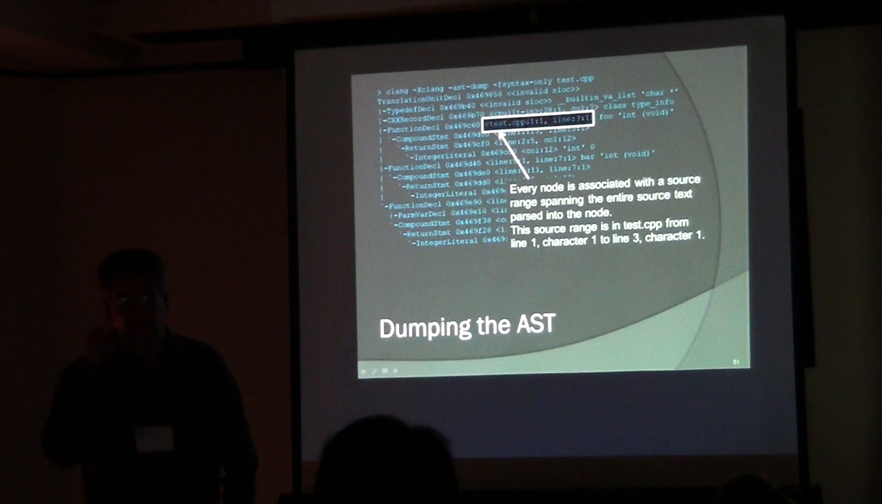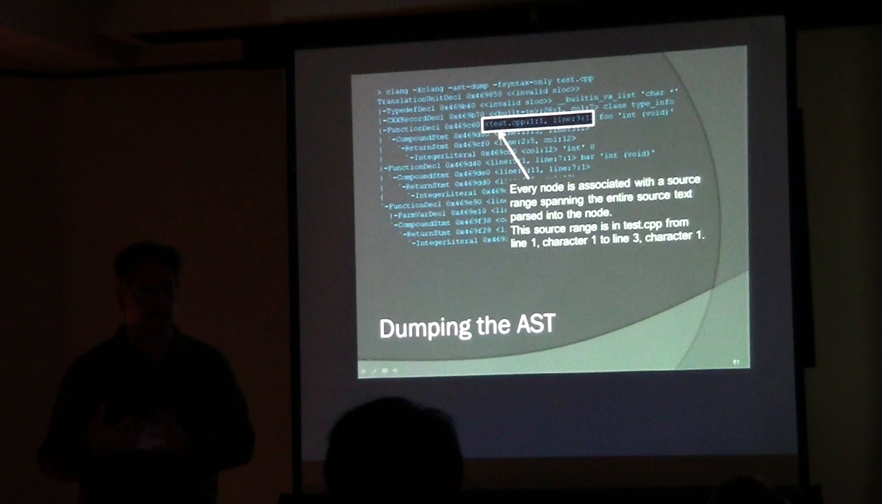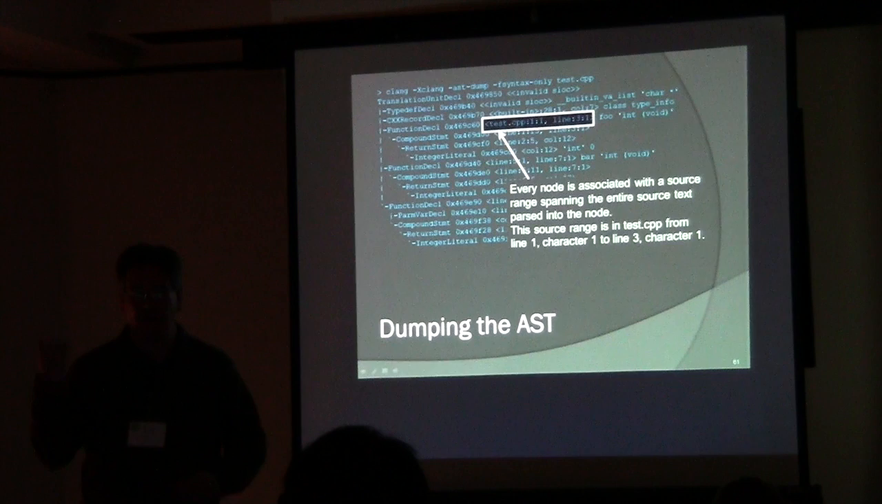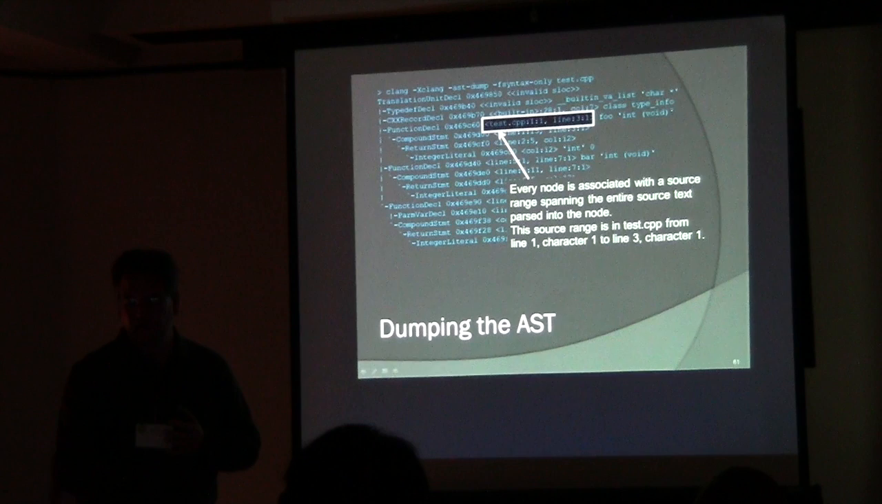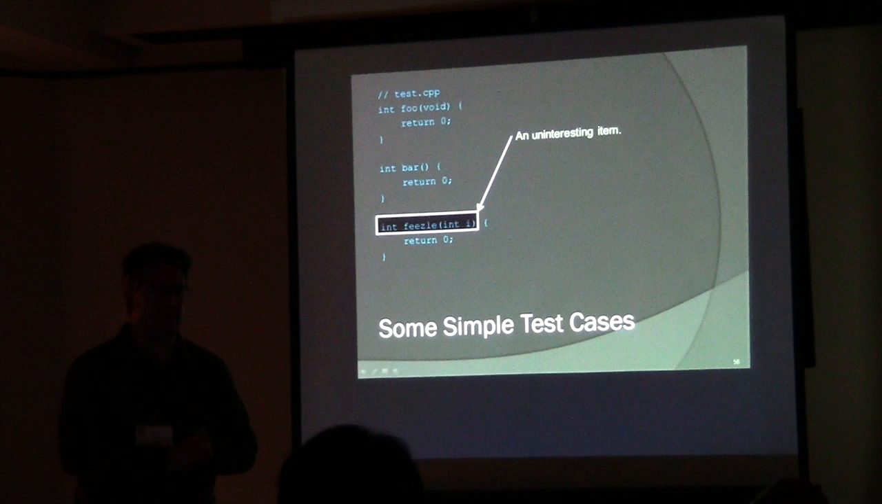And it also tells us the source location of all of the things that it found in the abstract syntax tree. So every node in the tree is associated with a range of bytes in the source file, which is great, right? Because that's exactly what you need for a refactoring tool. You need to find that stuff in the source file. In this case, it says it's in test.cpp, line 1, character 1, to line 3, character 1, which if we look back at our file, in my little test file, I didn't have that comment at the top, so it starts right at line 1, character 1.